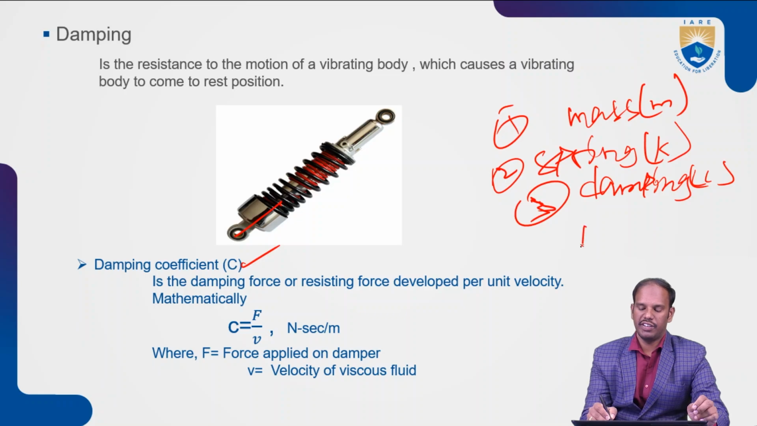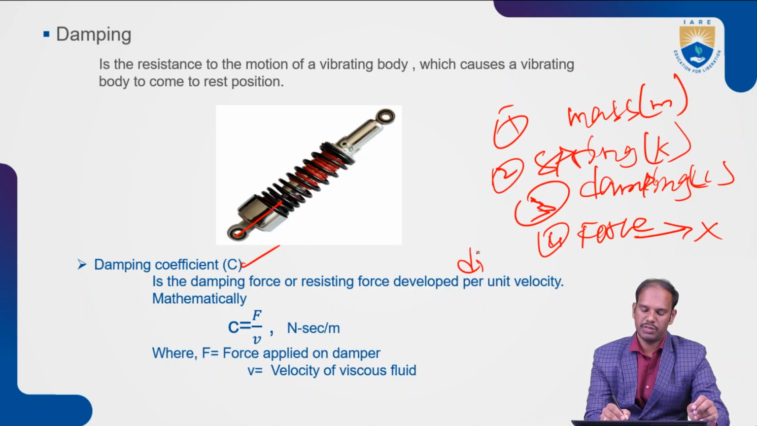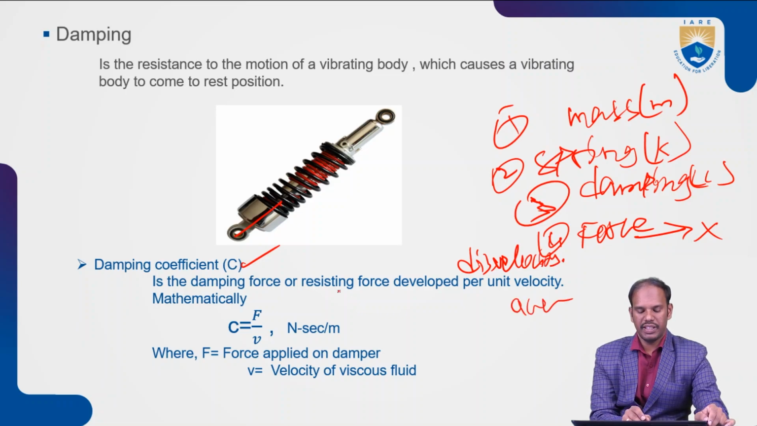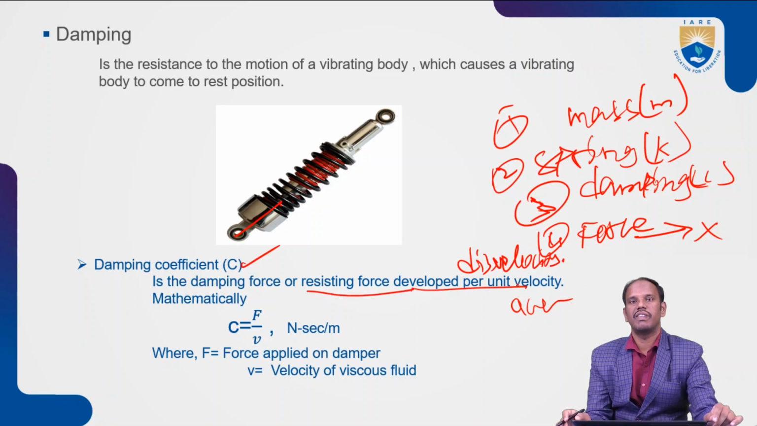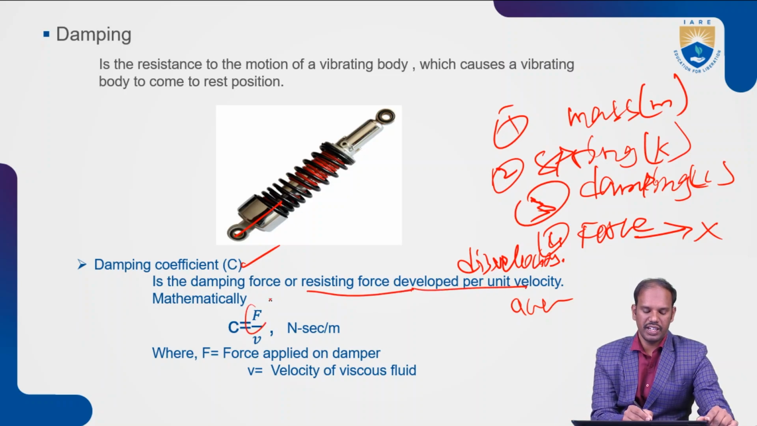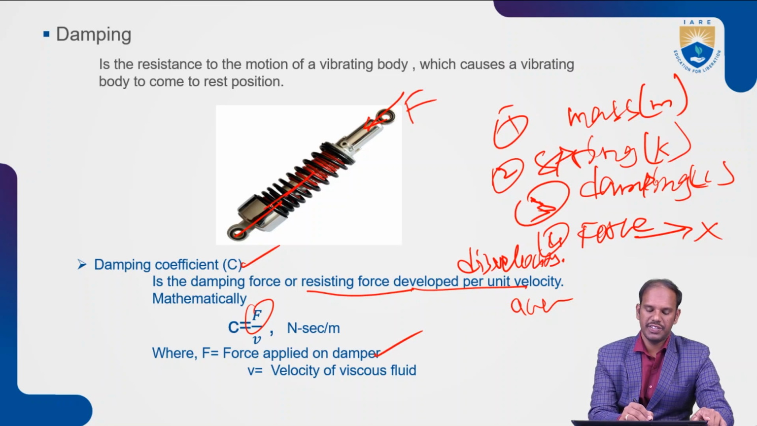So we are able to find the force also. Once the force is given in the direction of X, then we need to find the displacement, velocity and acceleration. The resisting force developed by the damper per unit velocity, mathematically we can write in terms of F by V. What is meant by F? F is nothing but the force on the damper, the force applied on the damper, and V is the velocity of the viscous fluid. As we said, inside there is a liquid, a fluid.